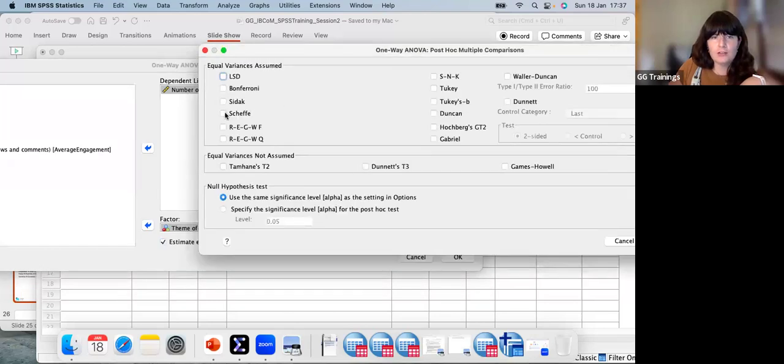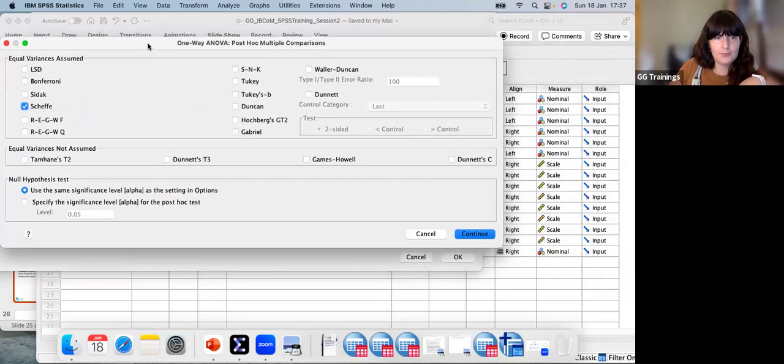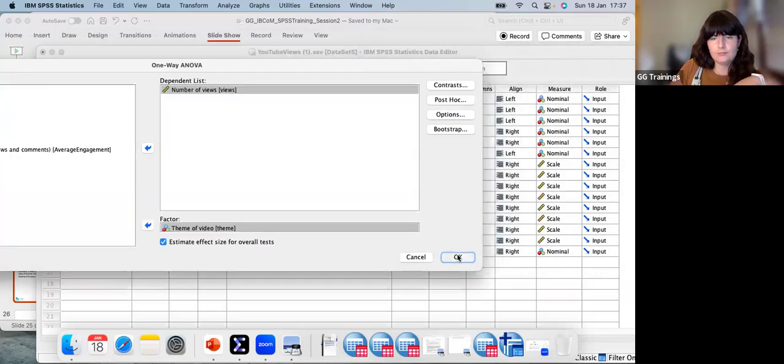Then before you go, just select post hoc on the right-hand side. And make sure you click on Scheffe. That is the post hoc test. That'll produce your multiple comparisons table. And then you can click continue and OK.